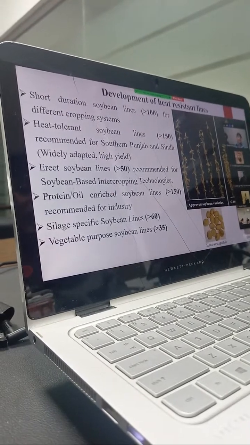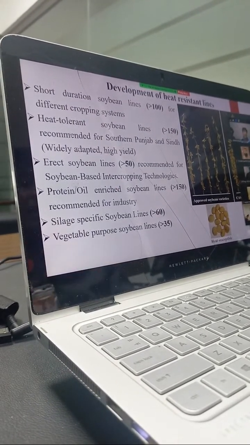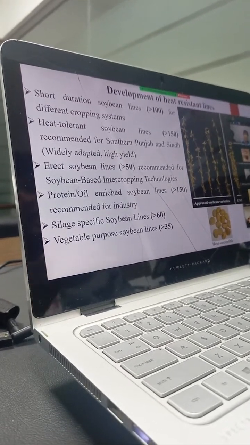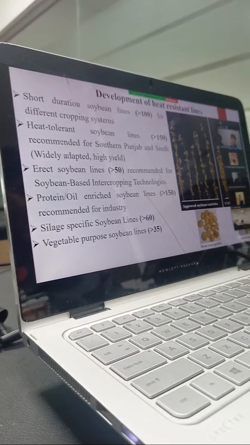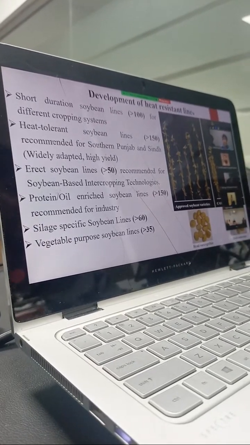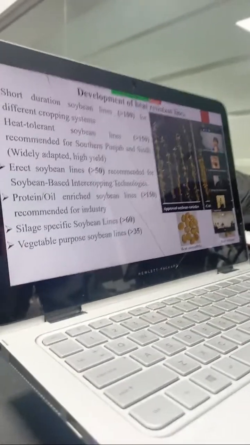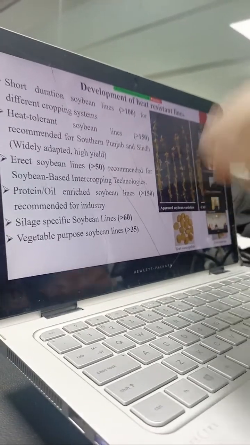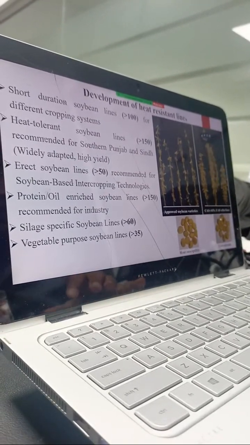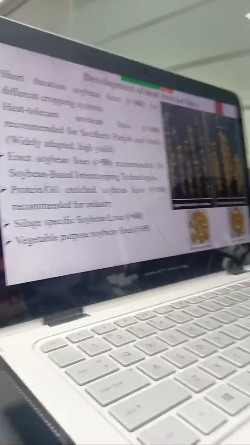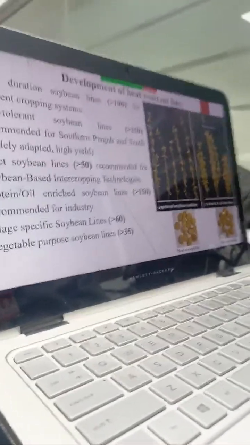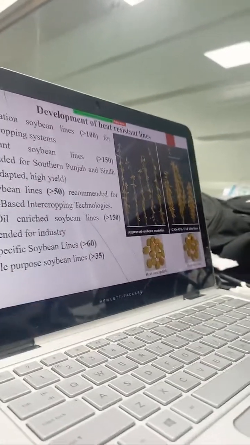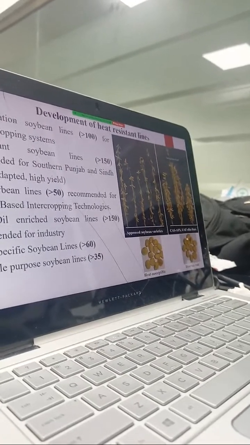Here you can see the comparison. This is actually the real finding of this research. The lines on the left hand side are the conventional lines which we are growing in Pakistan, and this is the crop which was harvested in this spring season. On the right hand side, these are our elite lines for spring season. If you see the comparison, the yield difference is almost 80 to 90%.